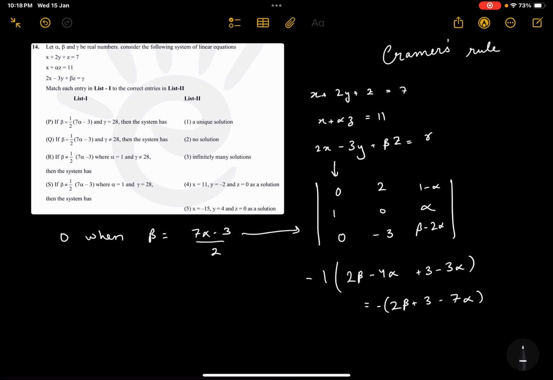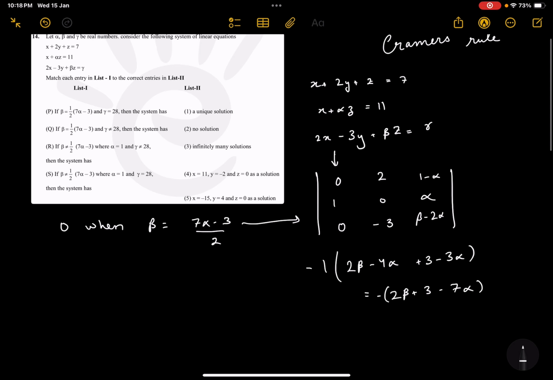So P is if beta is 7 alpha minus 3 by 2 and gamma is 28. So when beta is 7 alpha minus 3 by 2, we have x plus 2y plus z equals 7, x plus alpha z equals 11, 2x minus 3y plus z upon 2 into 7 alpha minus 3.